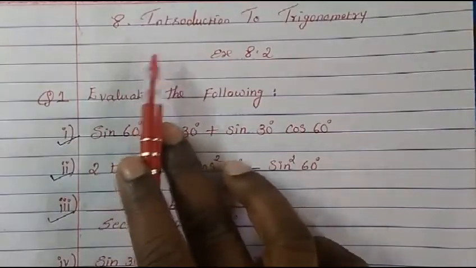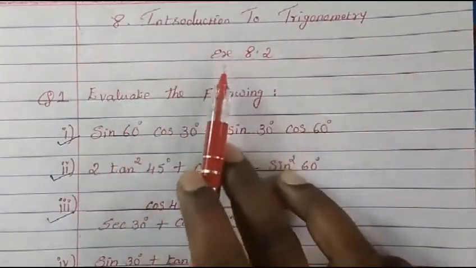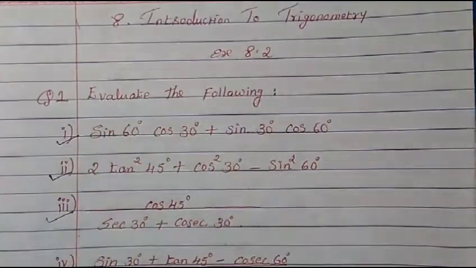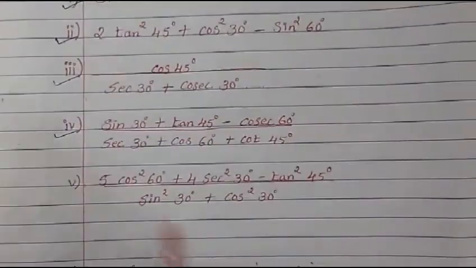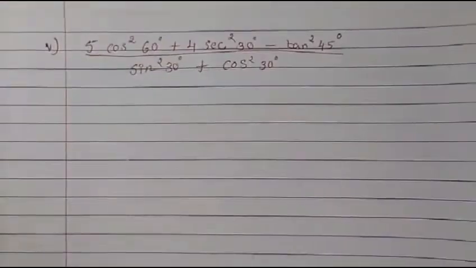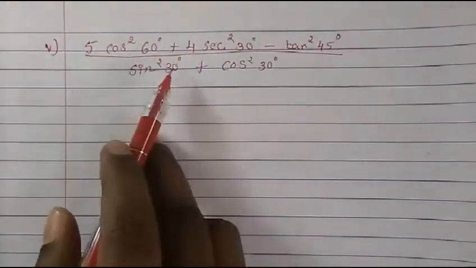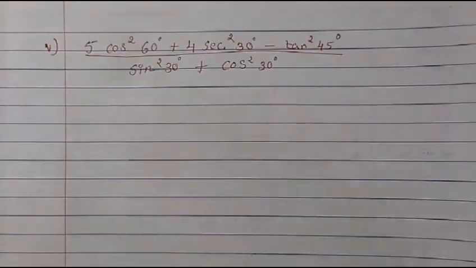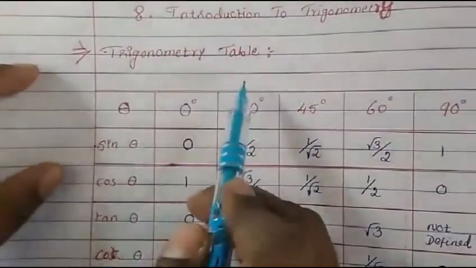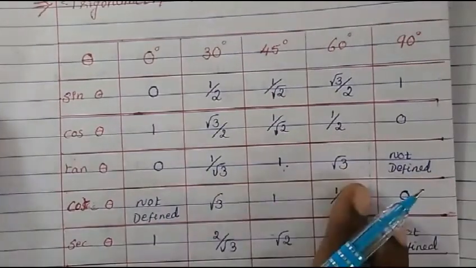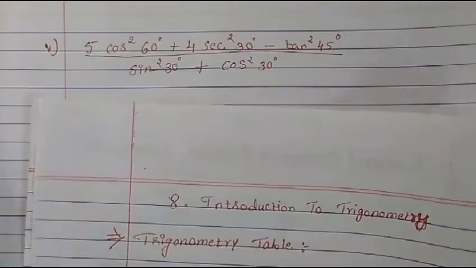Today we are going to study chapter 8, introduction to trigonometry, exercise 8.2, question 1. Evaluate the following. In this video we are going to see the fifth part of the sum. For this we need the trigonometry table that I have already taught you, how to make this table, or else you learn the values by heart. So we have to just put the values here and solve the sum.